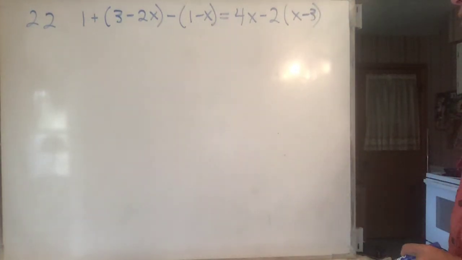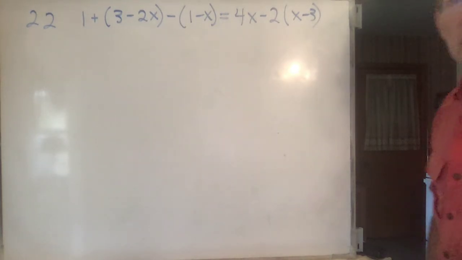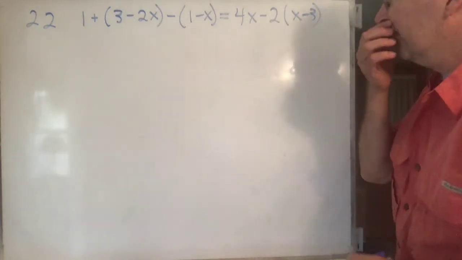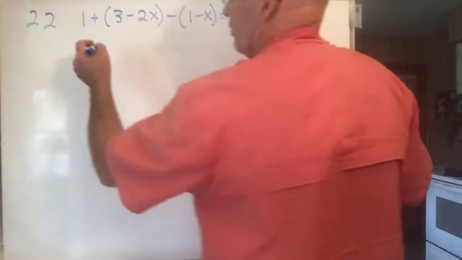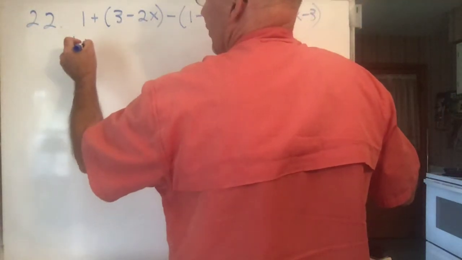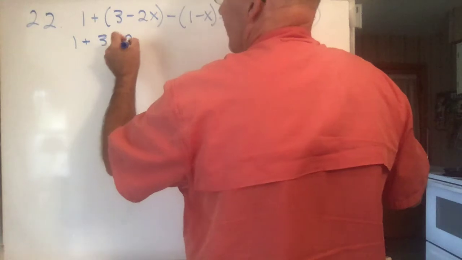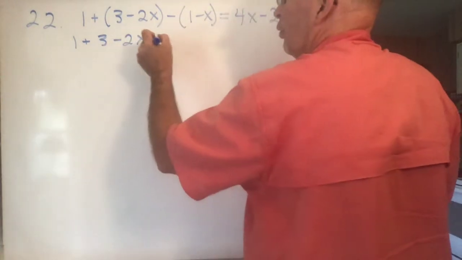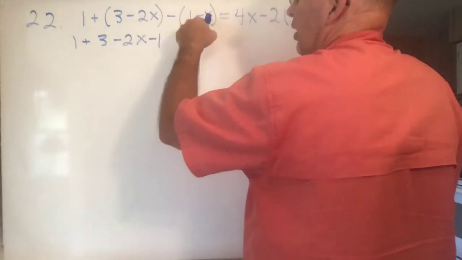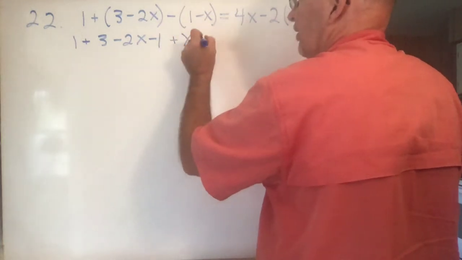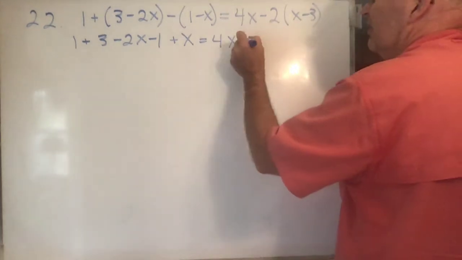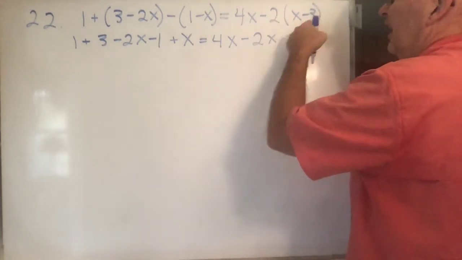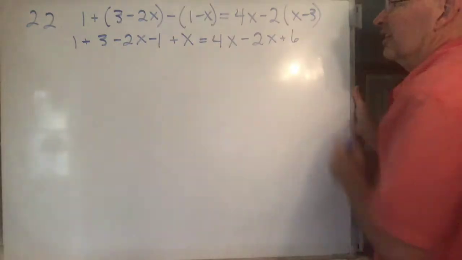It's pretty simple algebraically, but I doubt if very many people could do that in their head. So it just shows the value of having a pencil and the value of knowing the rules of algebra. So here, let's start by just getting rid of parentheses. 1 plus 3 minus 2x. Now I'm subtracting this whole quantity, so it's going to be minus 1. When you subtract the negative x, that's going to be plus x is equal to 4x. And here it's going to be negative 2x. And then negative 2 times negative 3 is plus 6.